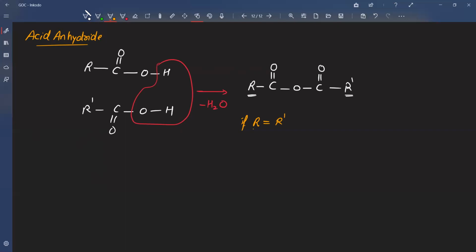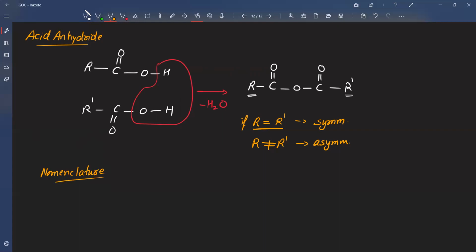So if R and R dash, these two alkyl groups, are the same, then that molecule is a symmetrical molecule. And if R is not equal to R dash, then that is asymmetric. Okay, this is clear. And then when it comes to nomenclature, how to name them.